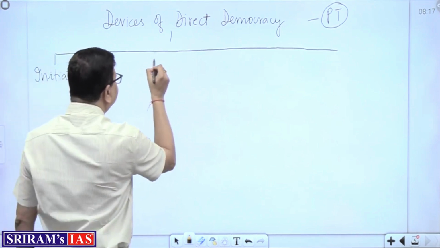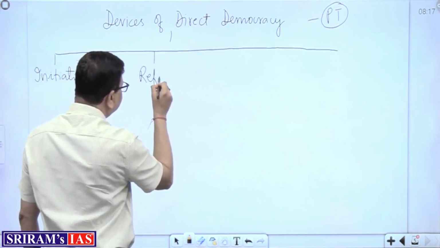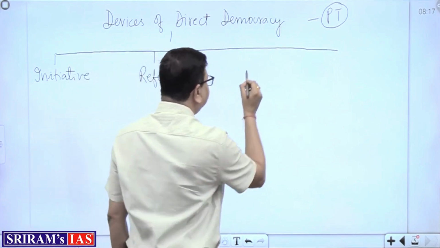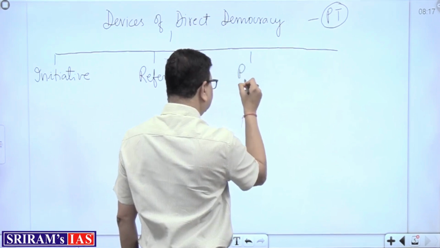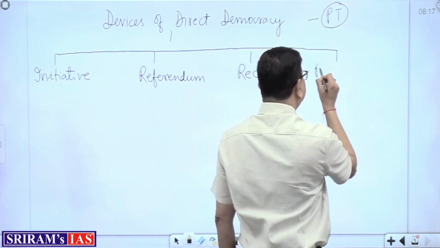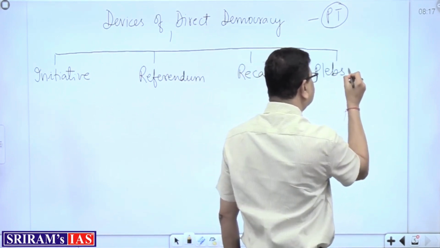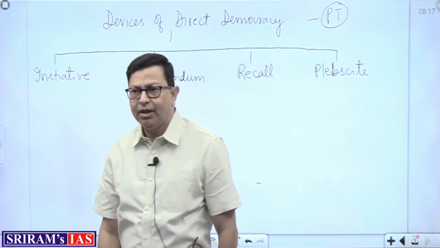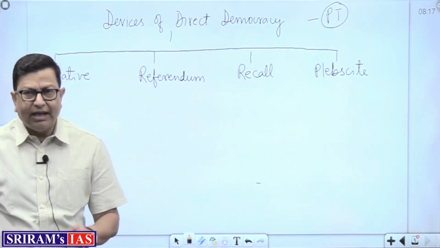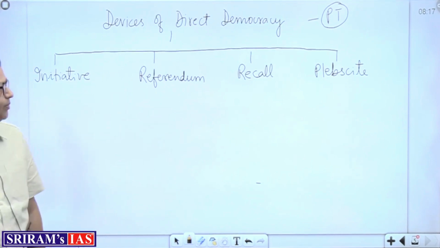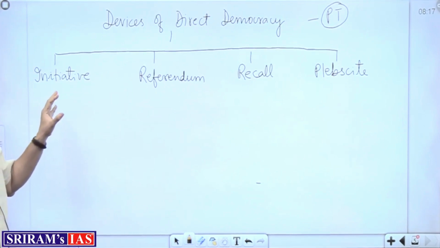Initiative, referendum, recall, and plebiscite. These are the four devices of direct democracy. Now, one by one, I'll tell you that what are these devices.